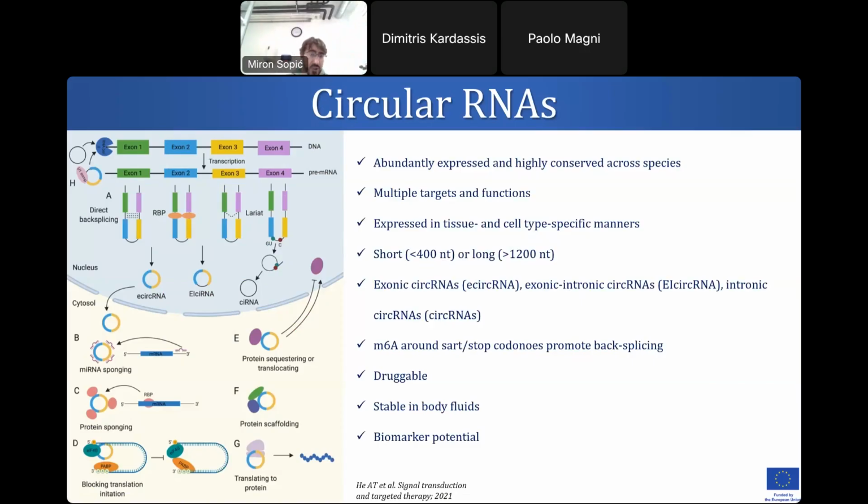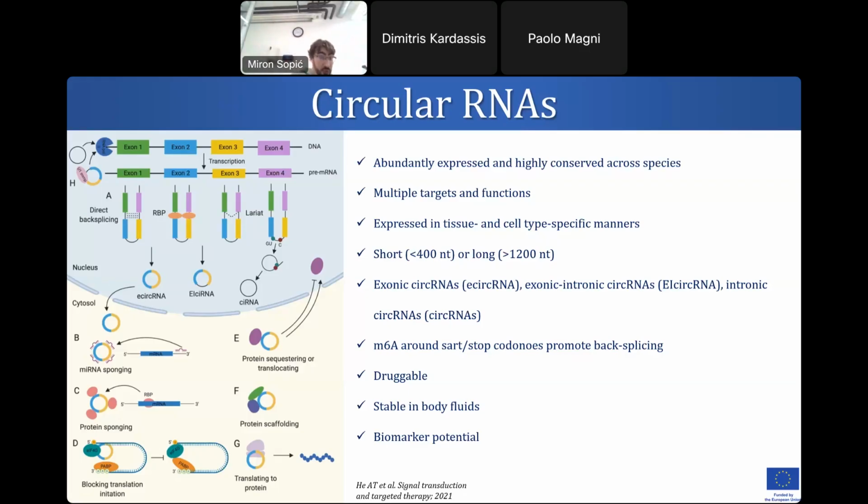Multiple targets and functions are also characteristic of this type of RNA. They say that it is expressed in tissue and cell type specific manners, but again, I would be very, very careful, because if you go back to what Fabio was discussing about half a year ago in a webinar where he presented some results about circular RNAs, you will see that you need to use very deep sequencing, very sensitive methods to discover circular RNAs. So again, with the tissue specificity, I would be really careful when it comes to stating that.